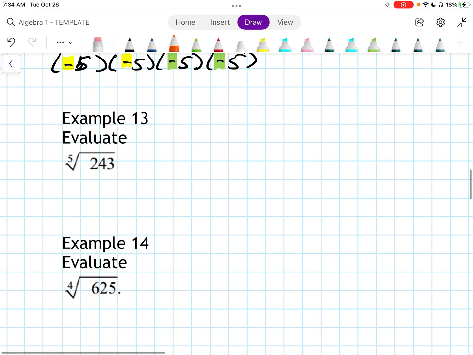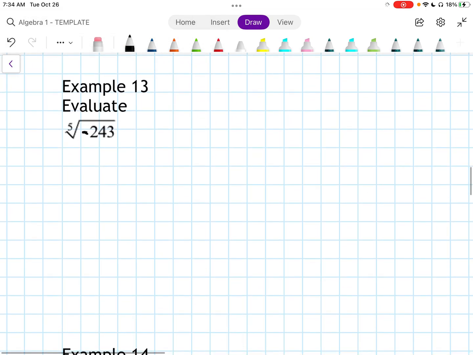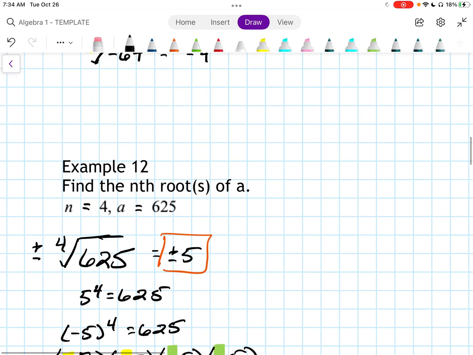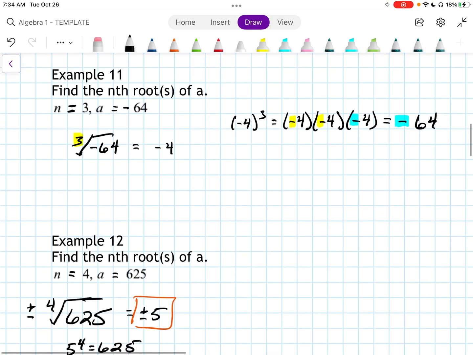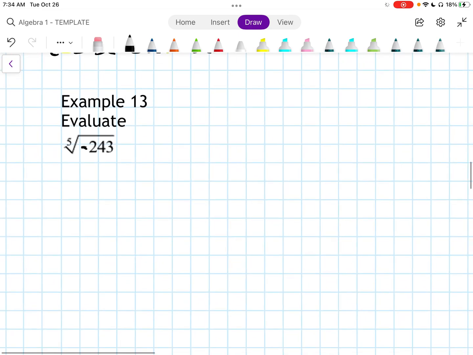All right, example number 13. This is the fifth root of -243. Now, we did not write in the root, right? In these two problems up here, we wrote the root in there. We didn't write this root in there, so we don't even need to think about whether or not it has a positive or negative. The fifth root of -243, well, that's going to be -3.